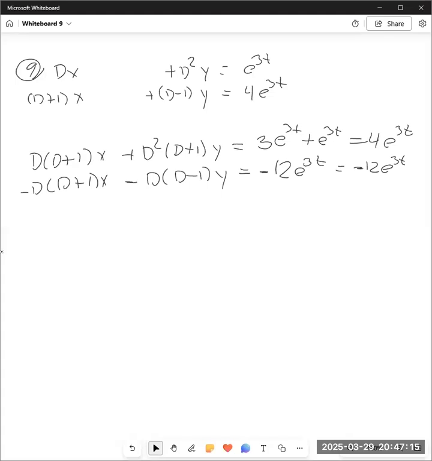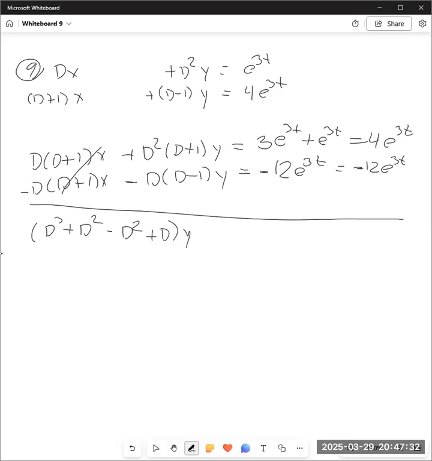Okay, let's go ahead and add those together. These will eliminate, and we get d3 plus d squared minus d squared plus d y is equal to a negative 8 e to the 3t. And middle terms cancel each other out, and I see a common factor of d, is d times d squared plus 1 y is equal to a negative 8 e to the 3t.